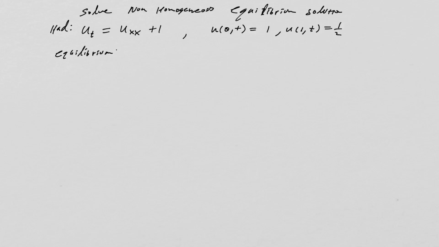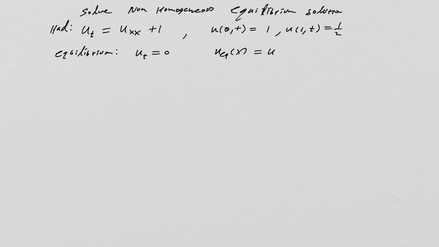So here we had u_t is equal to u_xx plus 1 with boundary conditions there. All right, so now we're going to do equilibrium. So we're going to set u_t is equal to 0. And now we have u_eq of x, right?